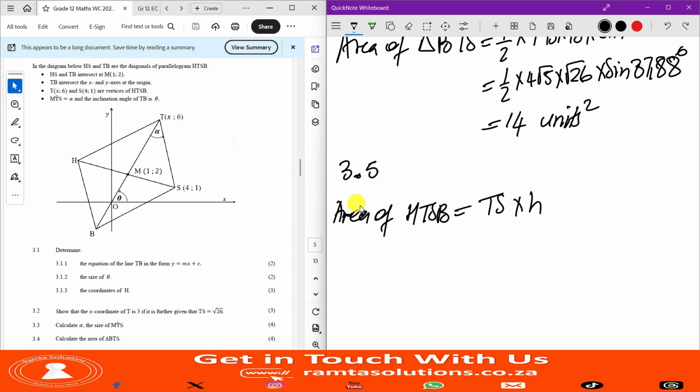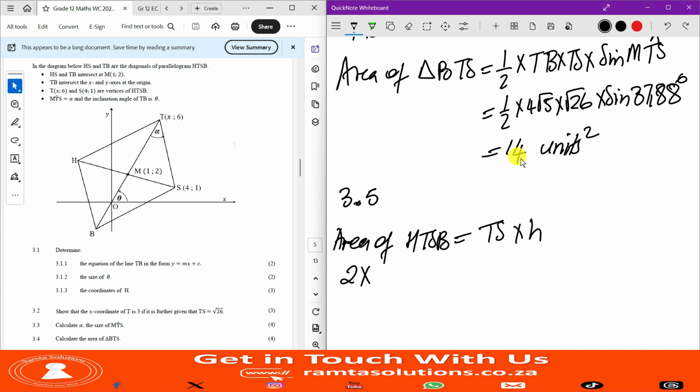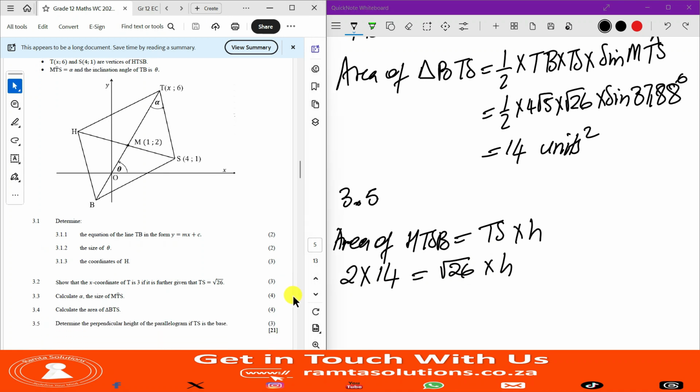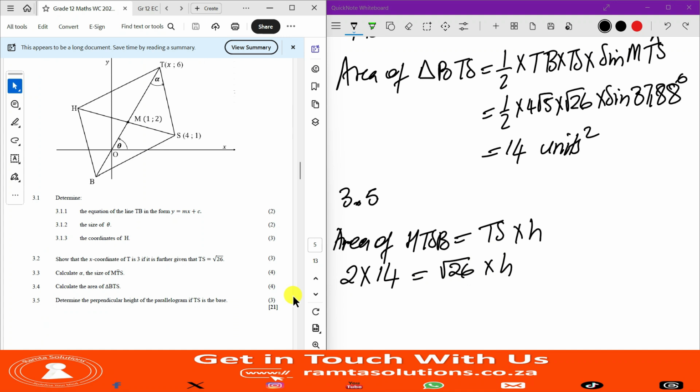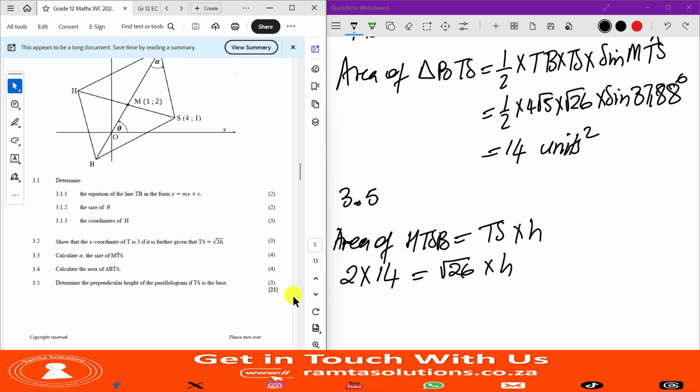So now to find the area, we know that we did find the area of half of the parallelogram. It must be equal to the other half. So it is twice the area of triangle BTS. What was the area of triangle BTS? It was 14. What is TS? TS was given to us as square root of 26. The height is what we are looking for. Remember, determine the perpendicular height of the parallelogram if TS is the base.